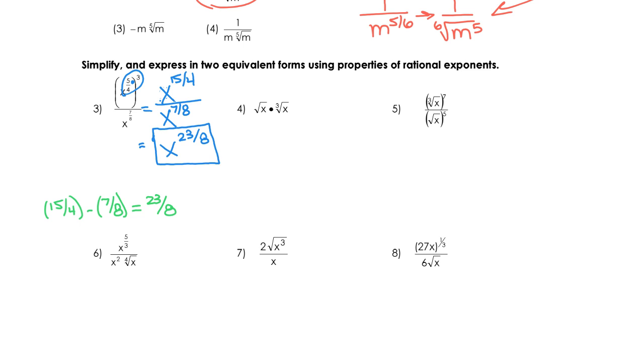But the question is asking for two equivalent forms using properties of rational exponents. And so our other one, we will rewrite it as our radical. So we'll go ahead and say radical with our x, 8's on the bottom, so 8's going to go in the crack, and 23 will stay on the x. And that is equivalent. So there are our two answers. All right, number 4.